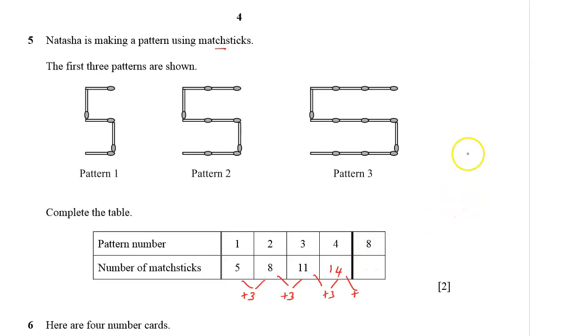So of course, you can work out the other values this way. For 5, the number of sticks will be 17. For 6, the number of sticks would be 20. Then for 7, the number of sticks would be 23. Then for 8, the number of sticks will be 26. So the value there is 26.